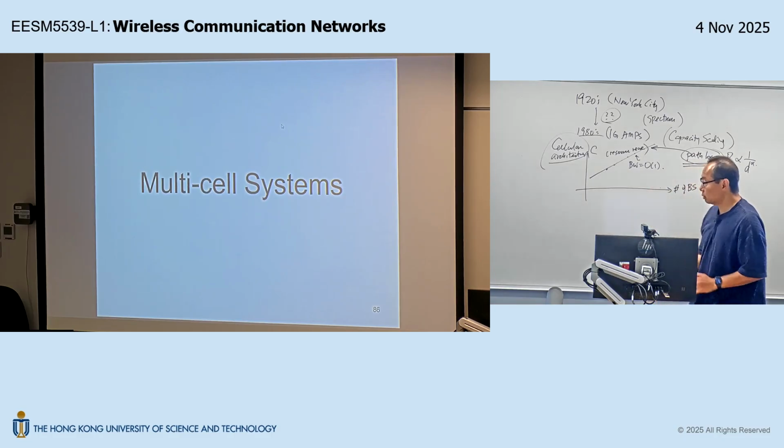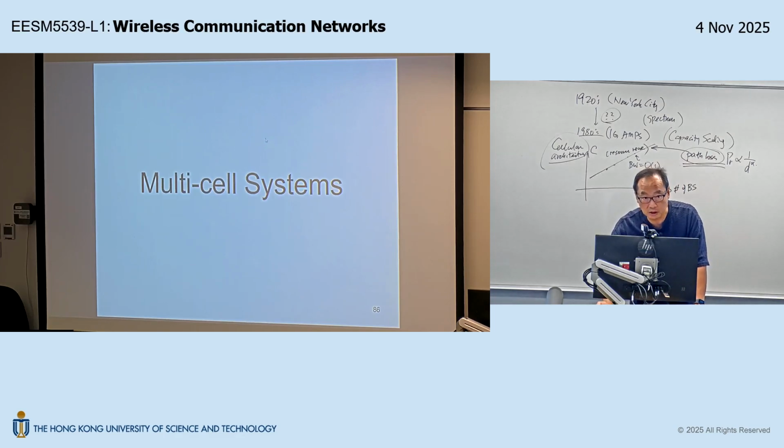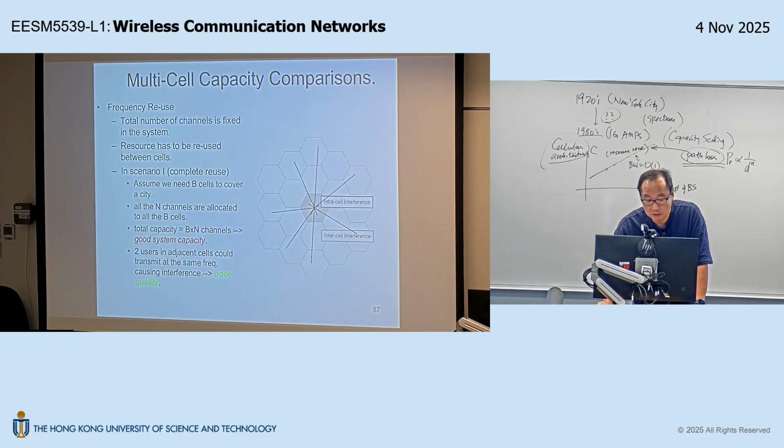Okay, so now I'm going to talk about the detailed mechanism of this resource reuse in a multi-cell system. To understand the resource reuse issue, let's consider two extremes, okay? The first extreme is complete reuse. Let's say I partition 15 megahertz of spectrum into 600 channels, using this toy example. And let's say I have a field, this is my coverage area.